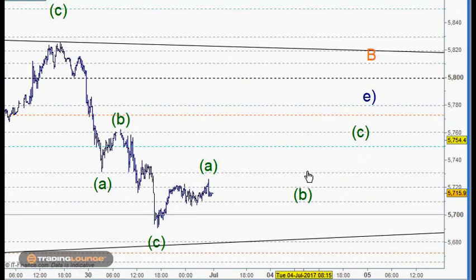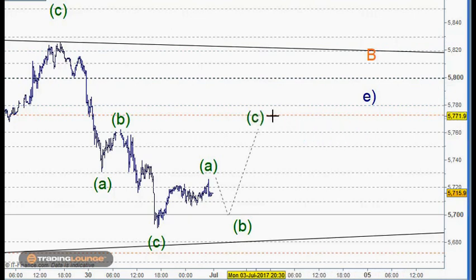Whoops, jumped into another chart. So, yeah, if this was going to move down, then it would move back up here for the C wave here. This is what we've got to have a look at here.